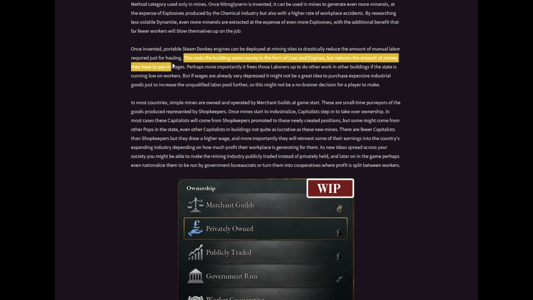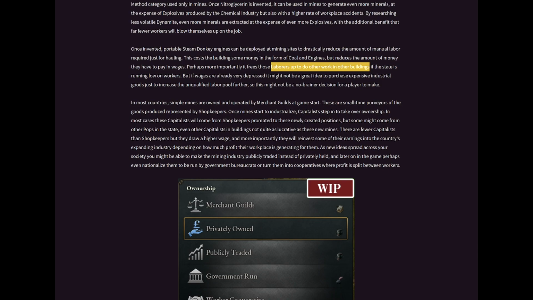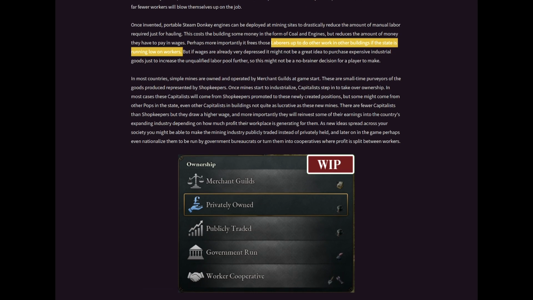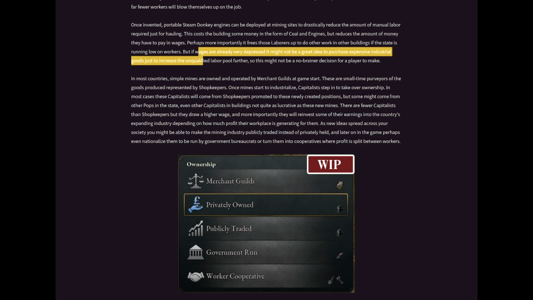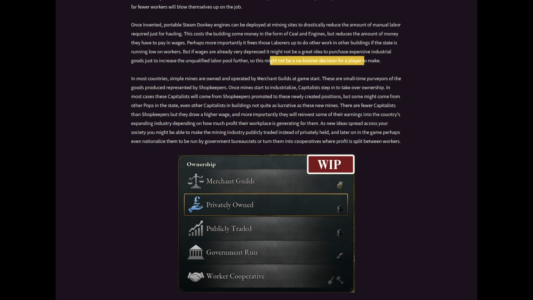So this costs the building some money in the form of coal and engines, but reduces the amount of money they have to pay in wages. Perhaps more importantly, it frees those laborers up to do other work in other buildings, or more advanced work in the same building, for example as a machinist, if the state is running low on workers. But if wages are already very depressed, it might not be a great idea to purchase expensive industrial goods just to increase the unqualified labor pool further. So this might not be a no-brainer decision for a player to make.